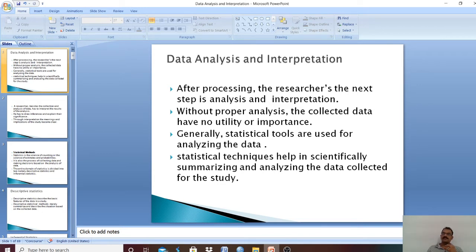Without proper analysis, the collected data have no utility or importance. So collected data must be analyzed using different tools and techniques, and it must be interpreted in a suitable manner. Generally, statistical tools are used for analyzing the data. A number of statistical tools are available for analyzing the data collected. Statistical techniques help in scientifically summarizing and analyzing the data collected for the study.